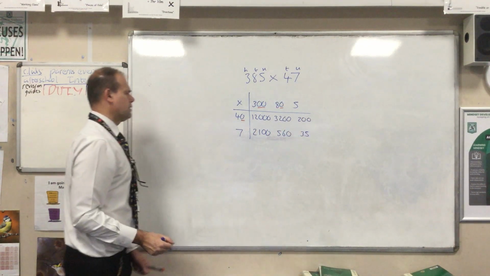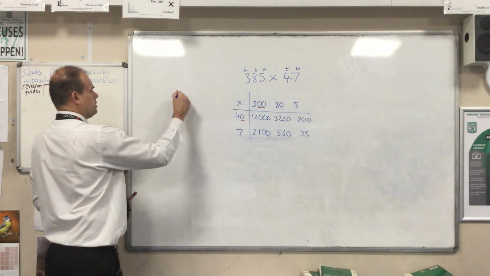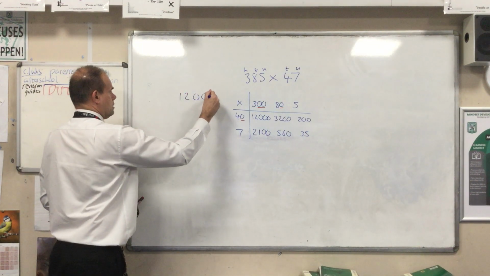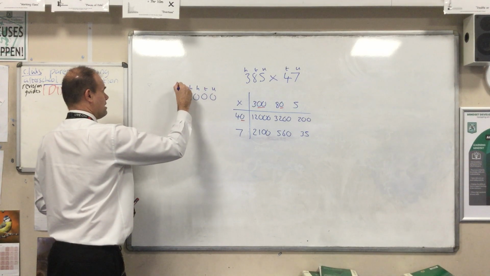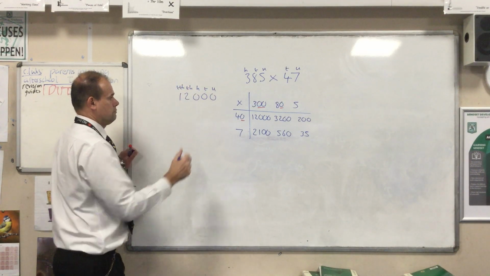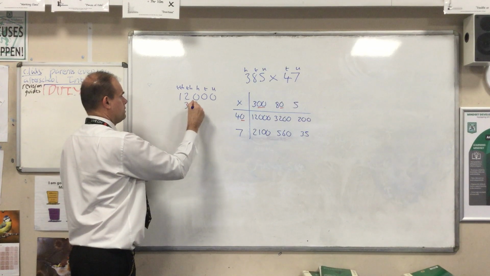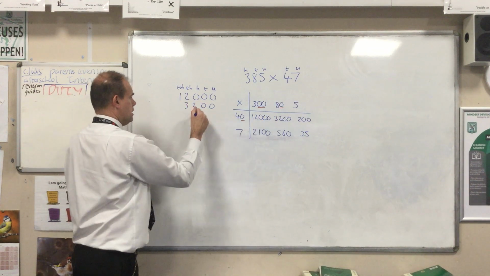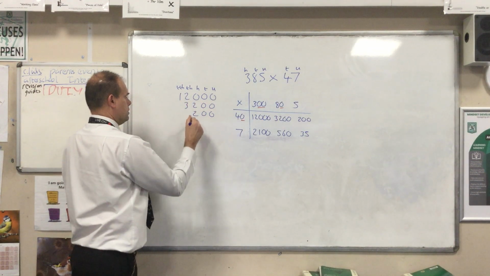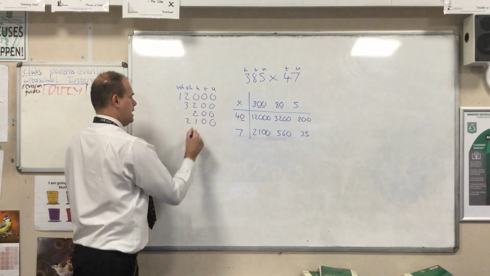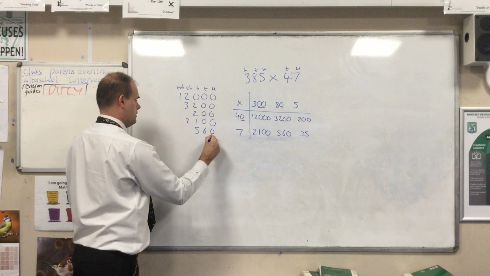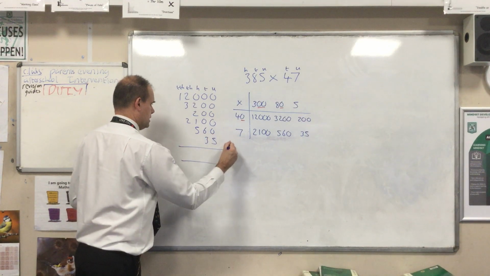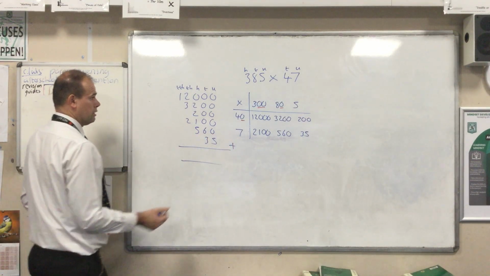And then what you do, you have to add them up. So you get 12,000. There's your units, there's your tens, there's your hundreds, there's your thousands, and there's your tens of thousands. It doesn't matter what order I put these in. I've got 3,200, I've got across my rows there, I've got a 200 there, I've got a 2,100, and 560, make sure everything's lined up, and a 35, and then you just add them up. You might say this is a bit longer, but this is what works for you, isn't it?